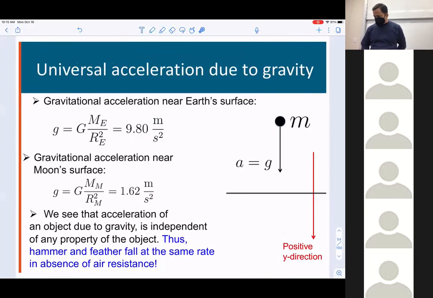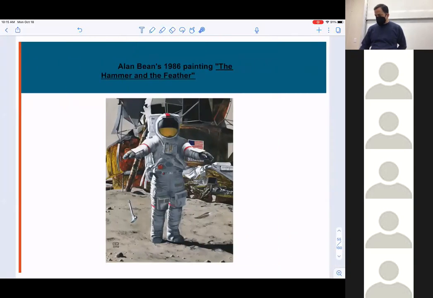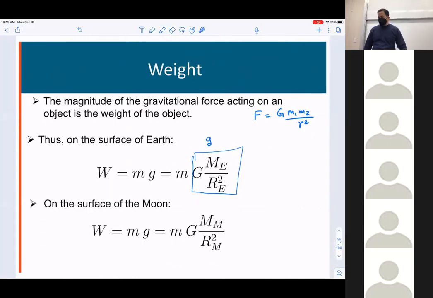All right, so that's sort of the recap of what we did in the last class. And then we introduced the idea of weight. We use the word weight colloquially all the time, but in physics, again, it has a very precise meaning. The weight of an object on some planet is literally the value of the gravitational force that is acting on the object due to the planet. That is the meaning of weight.